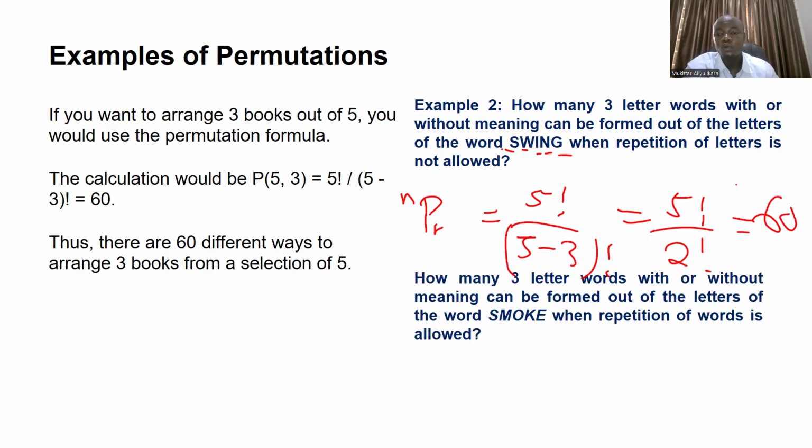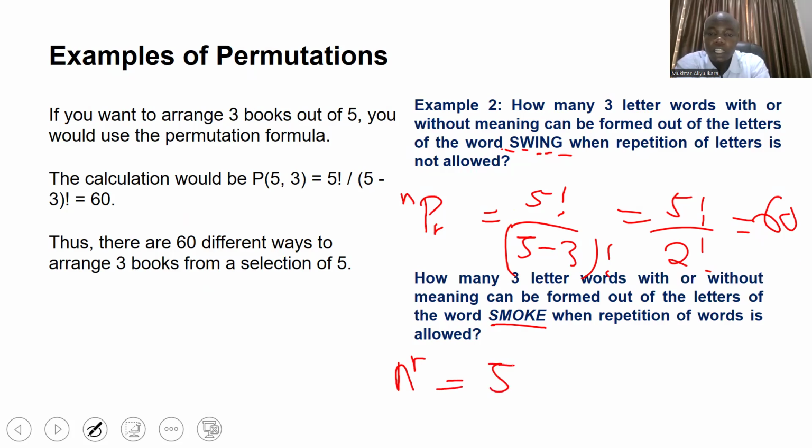How many 3-letter words, with or without meaning, can be formed out of the letters of the word smoke when repetition of the letters is allowed? When repetition is allowed, we count the number of letters. We have 5 letters. Remember, if it is with repetition, we use n power r. So our n here is 5, and r is the number of letters selected at once. So we have 5 power 3, which is 125. So with repetition, we have 125.